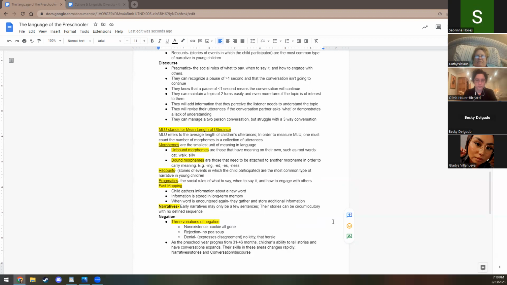And then as the preschool years progress, between 31 to 64 months, their ability to tell a story and have a conversation expands. But yeah, those are the things to study for.